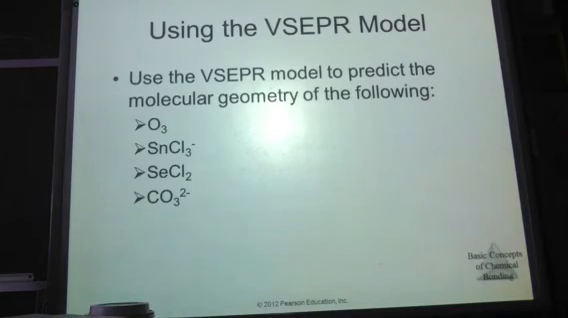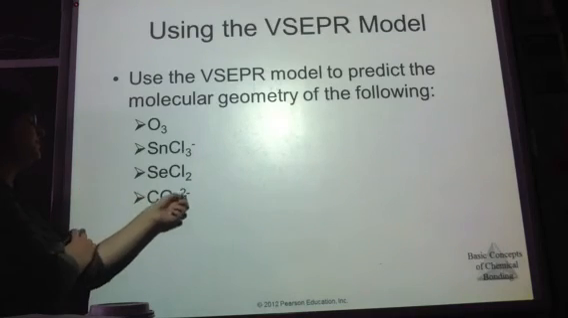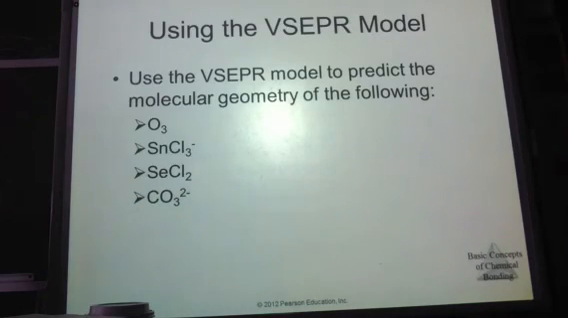Okay, so this says, use the VSEPR model to predict the molecular geometry of the following. So we have ozone, we have SnCl3 with a -1 charge, we have SeCl2, just neutral, and then we have CO3 2-, a carbonate ion. Guys, I'm going to start with this part in class. We'll do these together in class on Monday, so this is where we'll start off.